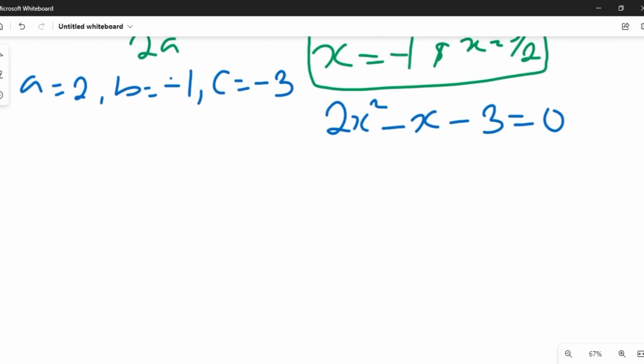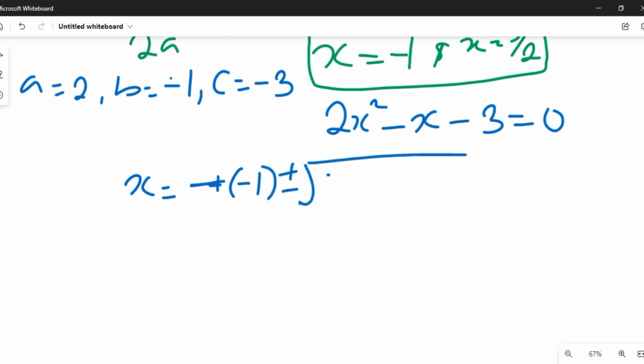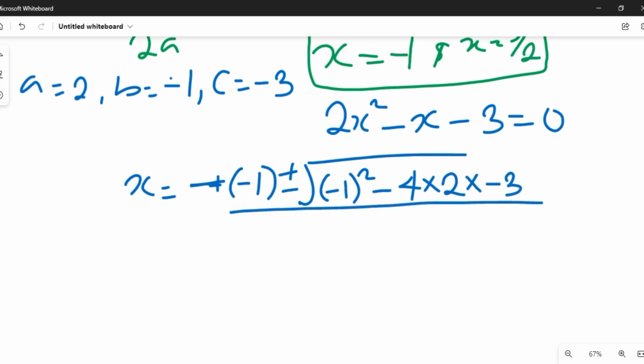When we apply that over here, we are going to have x equal to minus b, which is minus minus 1, plus or minus the square root of minus 1 squared minus 4 times a, which is 2, times c, which is minus 3, and that will be all over what? 2 times a is what?